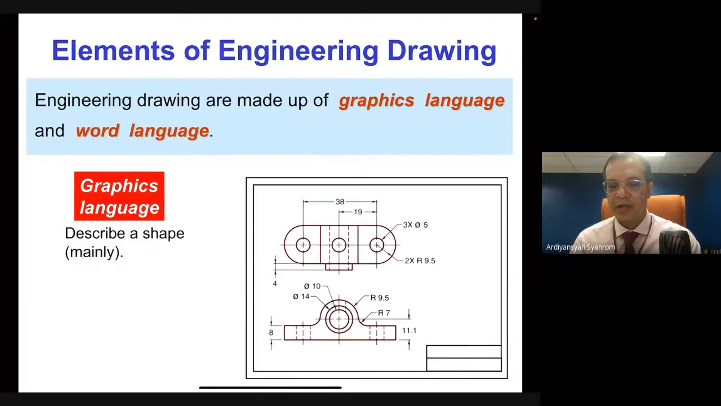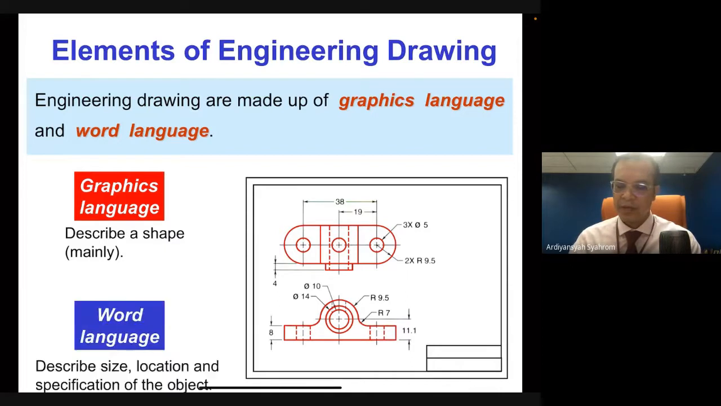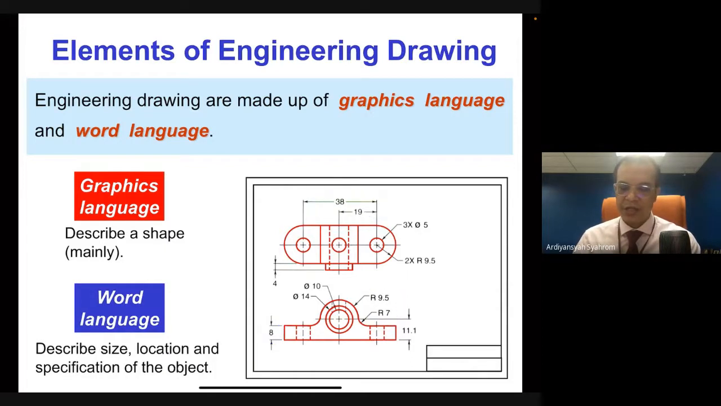Then you can have the detail. The graphic language describes the shape mainly. The words language describes the size, location, and specification of the object. That one you need to notice.